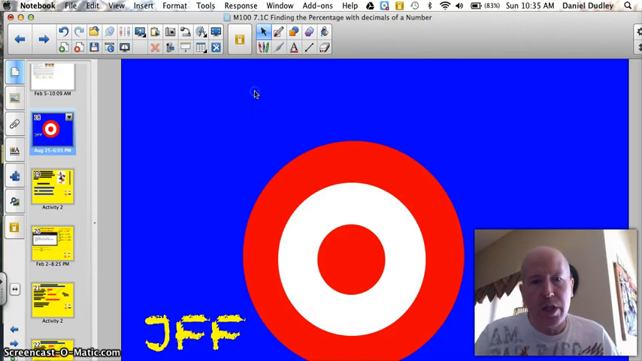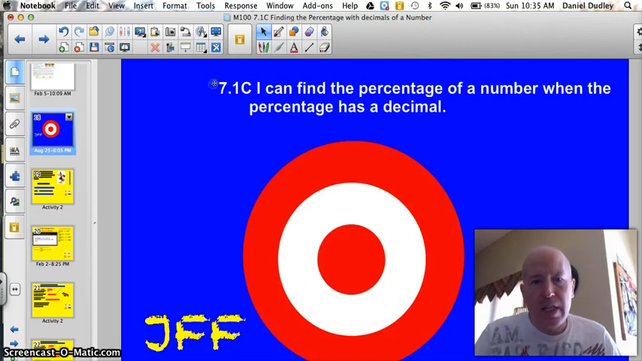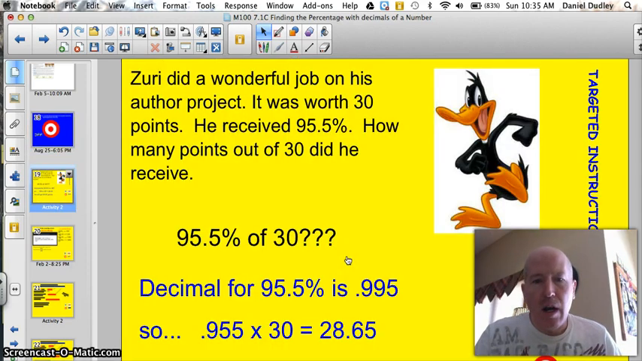Tonight's official target, 7.1c. I can find the percentage of a number when the percentage has a decimal. Let's do this thing. All right.